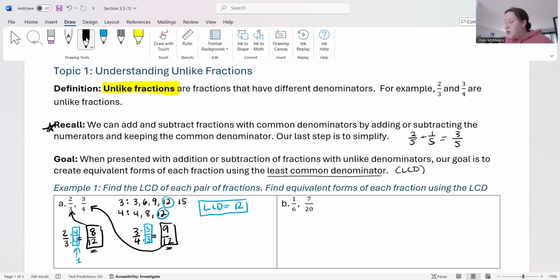Let's look at part B. So for part B, we have 1/6 and 7/20. We need to first find an LCD, and then we need to find equivalent forms of these fractions. So let's do the prime factorization method here.